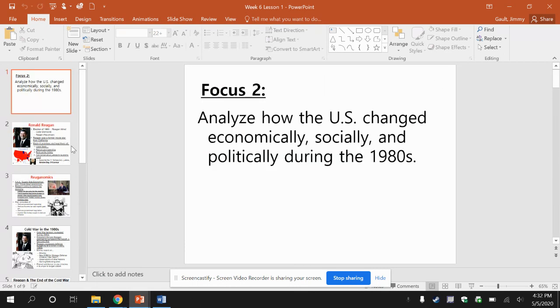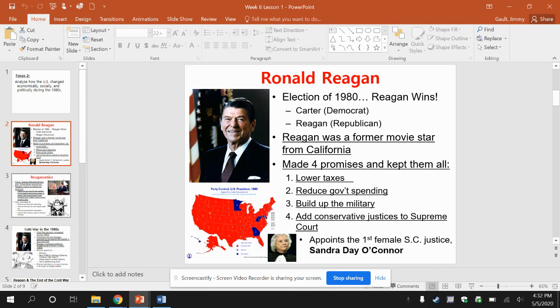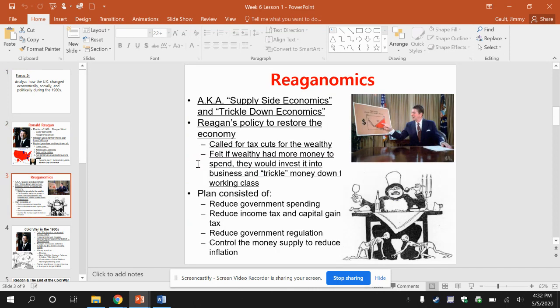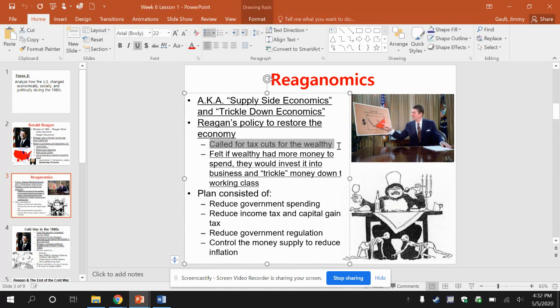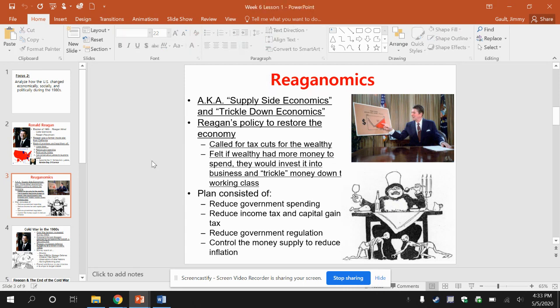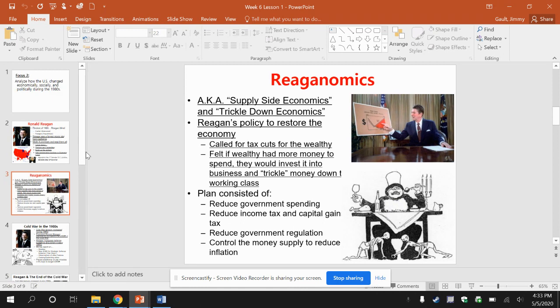Moving on to Ronald Reagan. Reaganomics is going to be on the quiz. It's also known as supply side economics. The main thing that it does is call for a tax cut for the wealthy. So that's definitely going to be on the quiz. The idea is that if the wealthy people, the business owners, have more money, they can invest it into their business and it will, quote unquote, trickle down to the working class or the middle class.